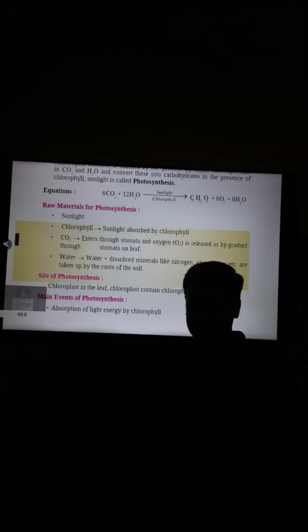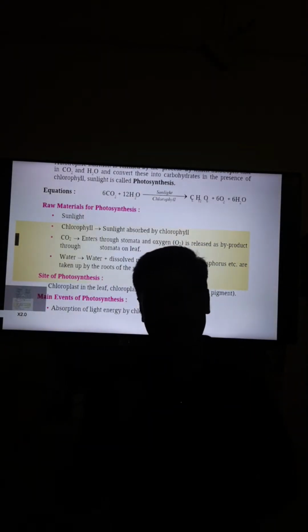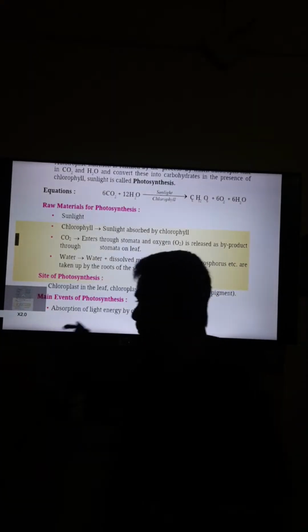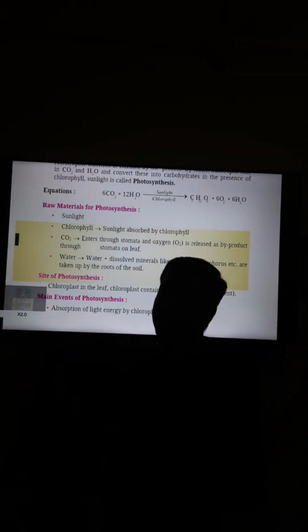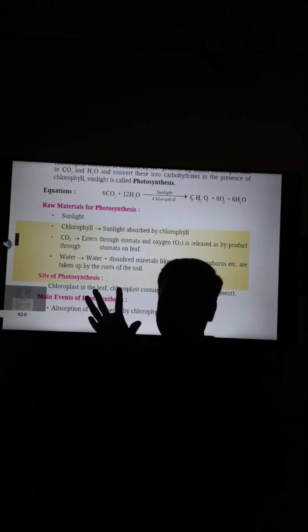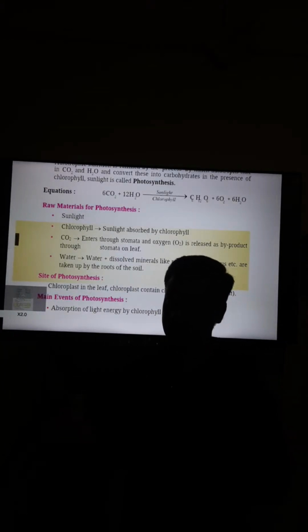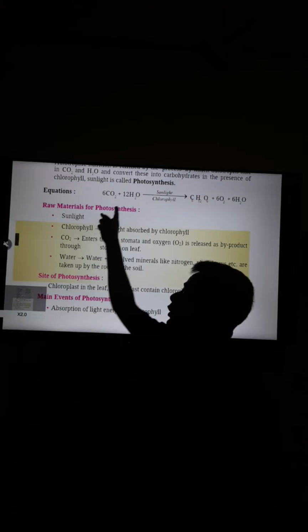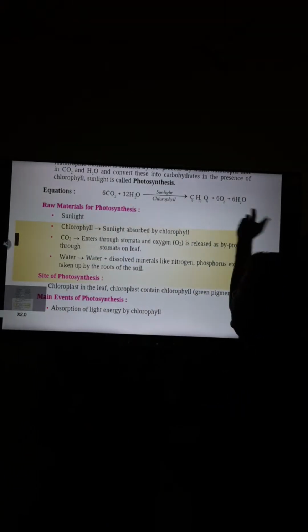The first one is absorption of light energy by chlorophyll. Plants absorb the light energy. How will it absorb the light energy from the sun? The plant leaves are having chlorophyll. This chlorophyll absorbs the light. Second main event: conversion of light energy into chemical energy. That light energy will be absorbed by chlorophyll. Now that will be converted into what? Chemical energy, and splitting of water molecules into hydrogen and oxygen, students.